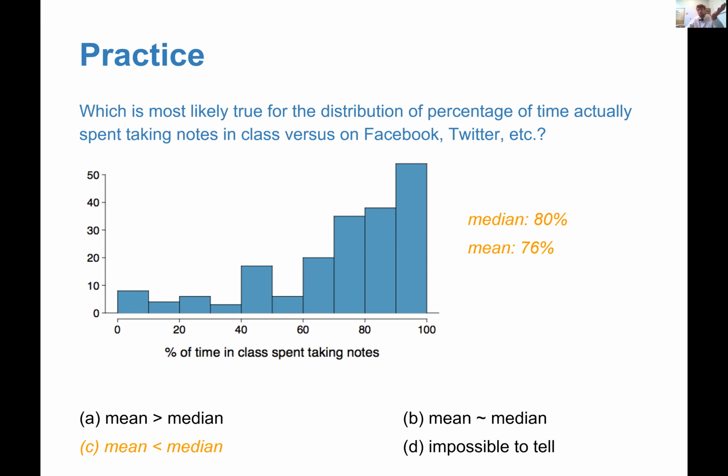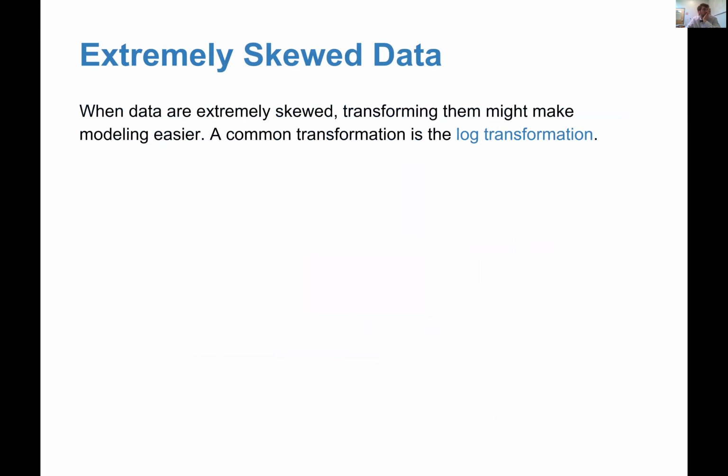Okay, so in our example, the median is 80%, the mean is 76%. So it's pulling the mean. Those outliers are the people who are studying basically nothing, taking like 0 notes in class. They're pulling the mean less than the median.